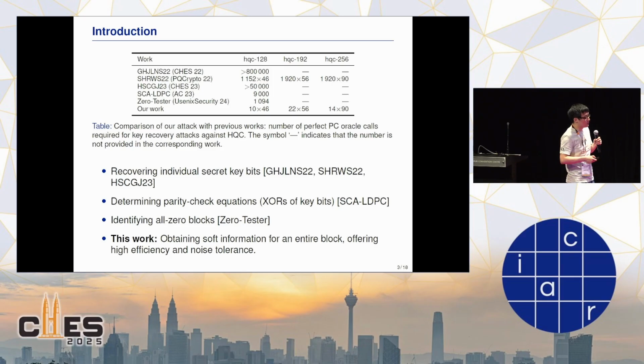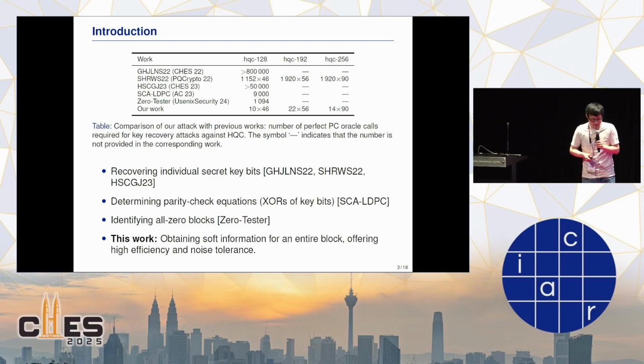We see that our community has put a lot of effort into creating more efficient PC Oracle-based attacks on HQC. From the beginning, we needed more than 800,000 traces or Oracle calls. Then the previous state of the art, zero tester, reduced it to about 1,000. For this new research, we further reduce it to 460. And for HQC 192 and HQC 256, you can see the improvement factors are even larger.